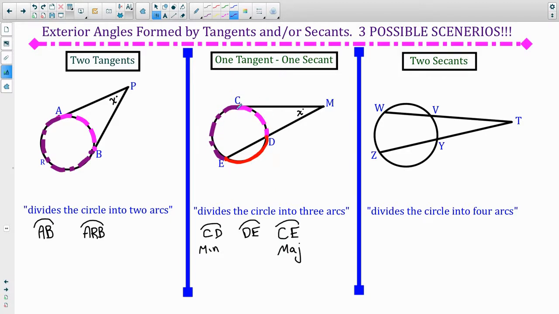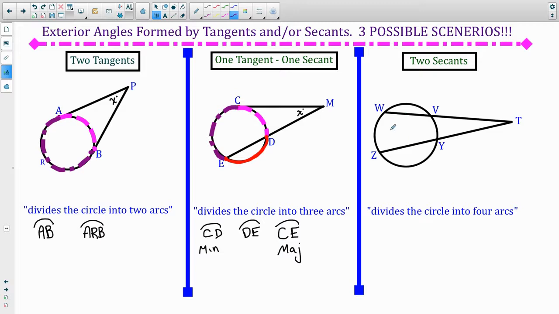But the two important arcs are the two arcs that are inside my angle. And the minor one, the smaller one, would be CD, and the larger one would be CE. And then finally, we have the two secant scenario.